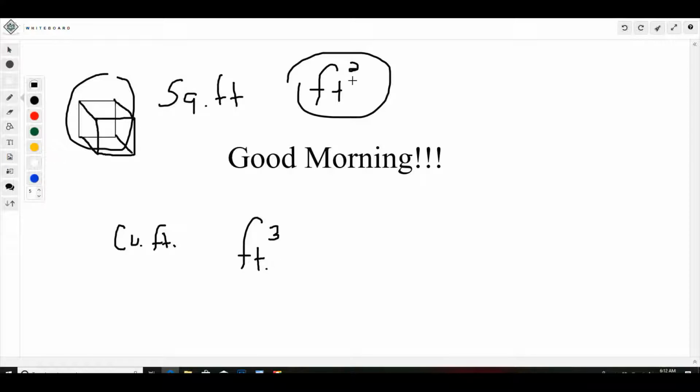Okay, this shows area because we've used a flat two-dimensional object. Or on volume, you use cubic, whatever the unit is, feet, inches, yards, meters, miles, whatever. And so you're going to use a 3 because that shows that we've used a three-dimensional object to measure with.